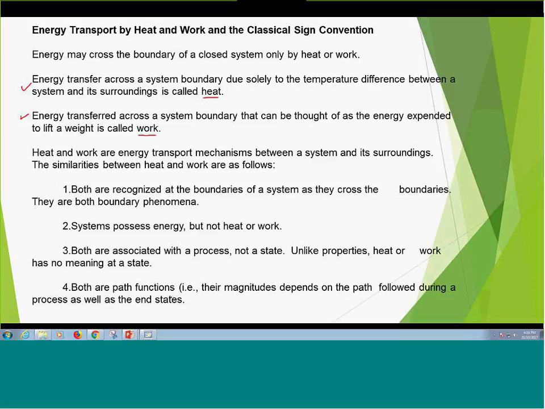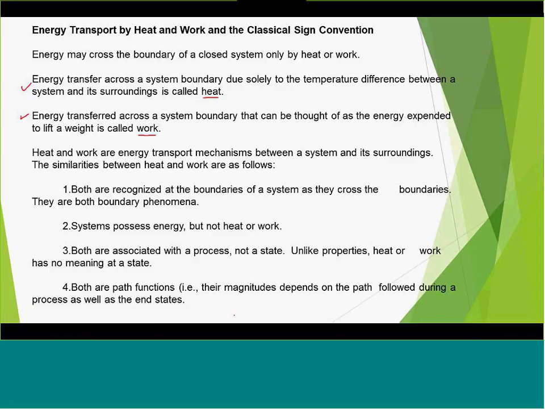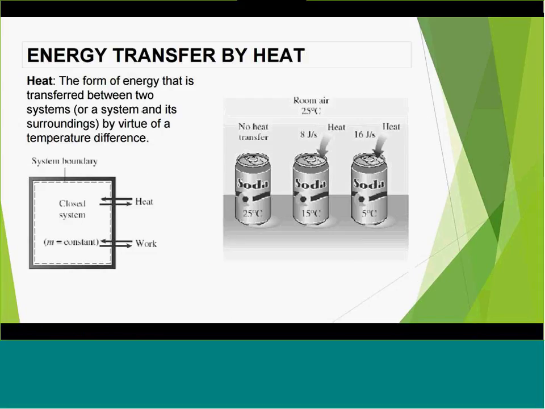You're going to have Q in, Q out, W in and W out. We're going to have a positive, negative sign convention over there. So let's have a look at energy transfer by heat: the form of energy that is transferred between two systems. So the heat is going in and out of the closed system. This is the system boundary where the mass is constant. You're going to have work also transferred to the system.